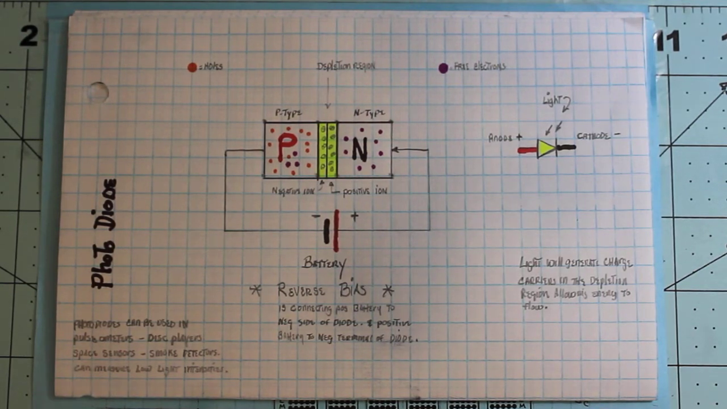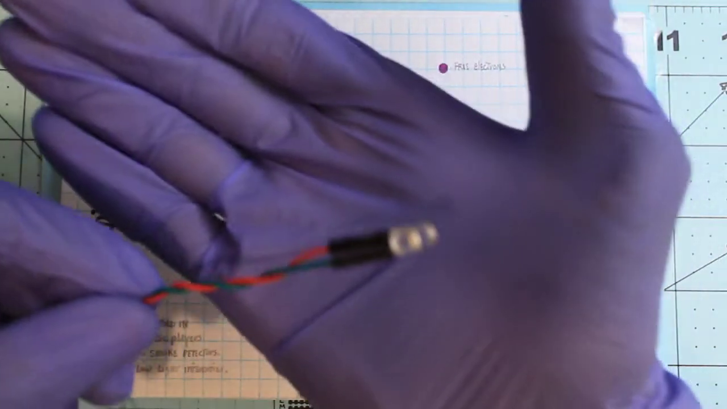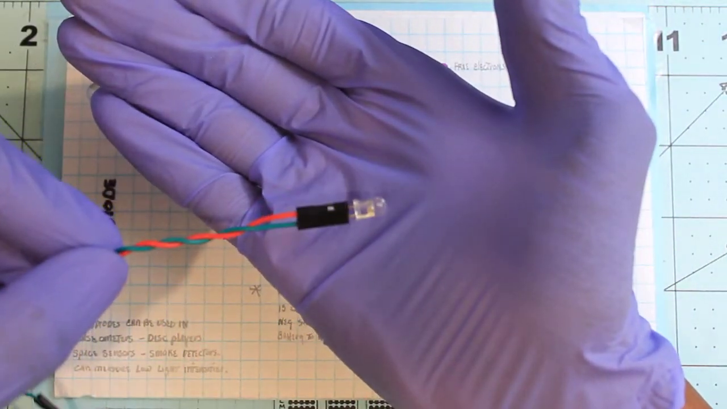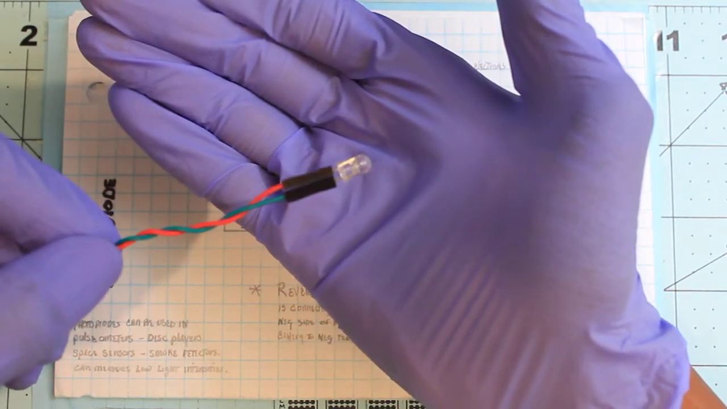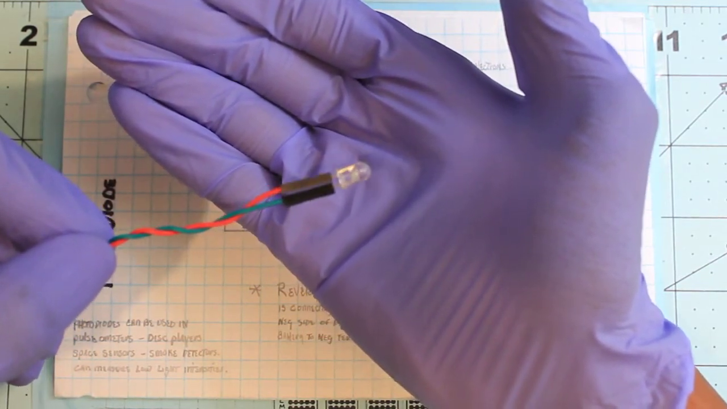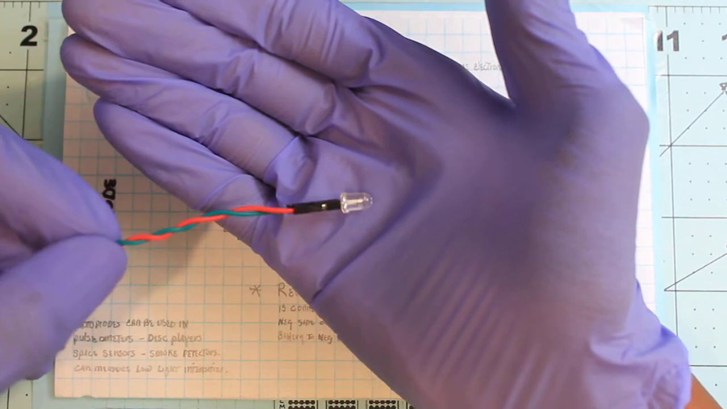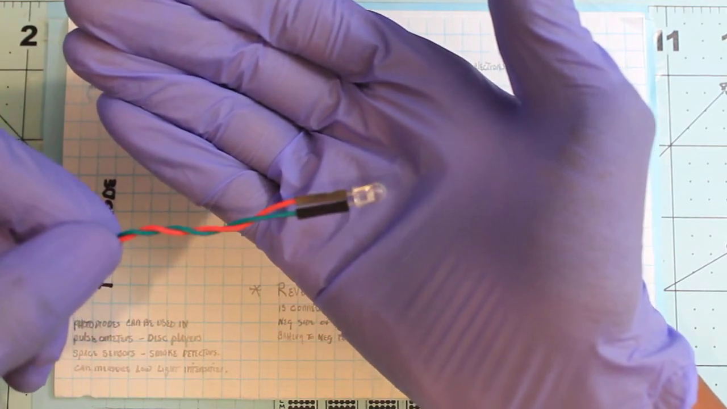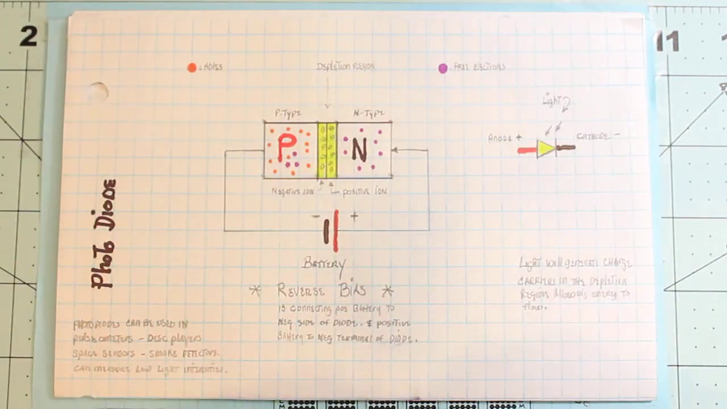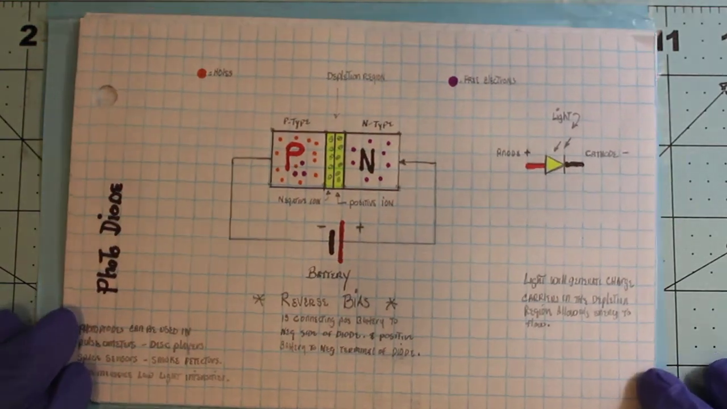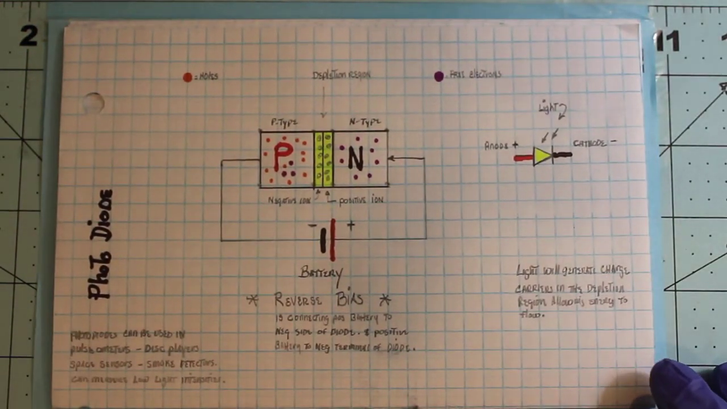Today we're going to talk about a photodiode. This is one here. We're going to talk about how it works, some common uses of it, and what actually it is. Starting off, I have a drawing here I want to talk about.